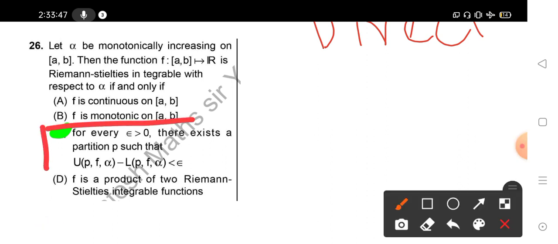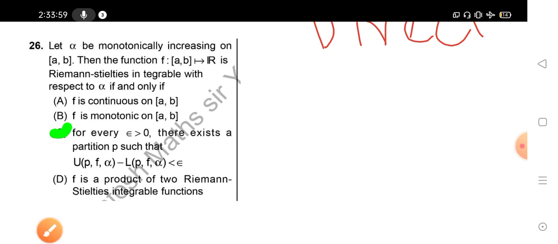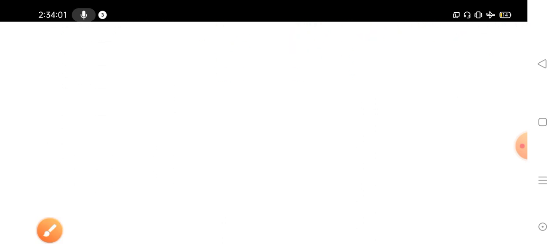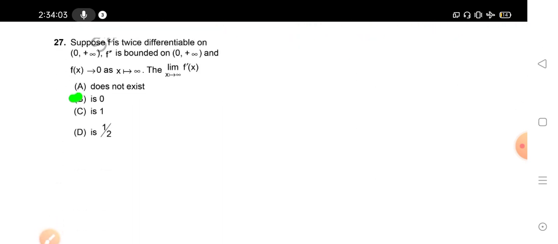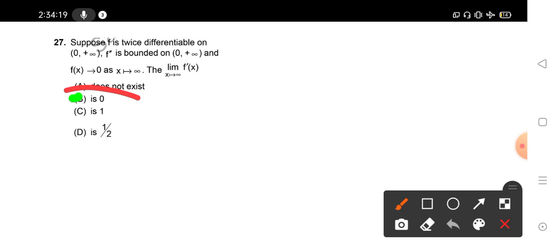for every epsilon greater than 0, there exists a partition P such that U(P, f, alpha) minus L(P, f, alpha) is less than epsilon. This is a direct result. So option C is correct. Next question: suppose f is twice differentiable on (0, infinity), f double dash is bounded on (0, infinity), and f of x tends to 0 as x tends to infinity, then the limit as x tends to infinity of f dash of x equals 0. Option B is correct.